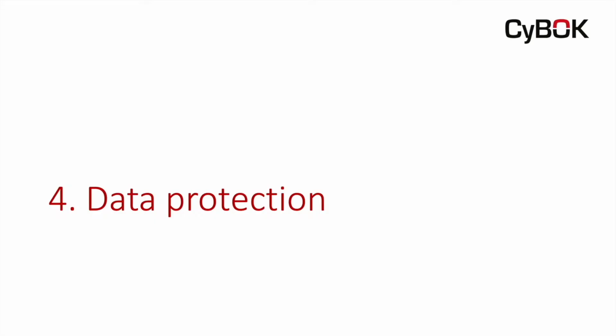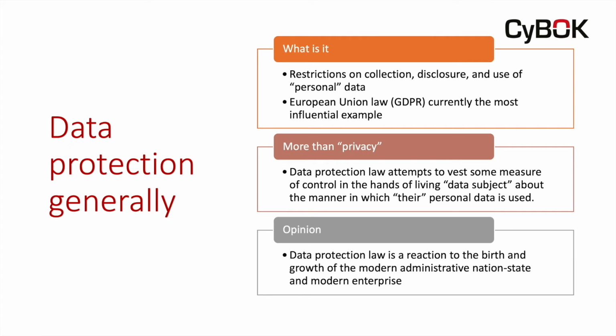That leads us into data protection. Data protection is a series of legal restrictions on the collection, disclosure, and use of personal data. In the world today, European Union law, specifically GDPR, is the most influential example of data protection law. It's not the only one. Many countries and states around the world have laws that are either described as data protection laws or operate in a very similar fashion. Australia, New Zealand, Israel, Japan, China, all these jurisdictions have some type of data protection law. But the European Union's is the most influential.